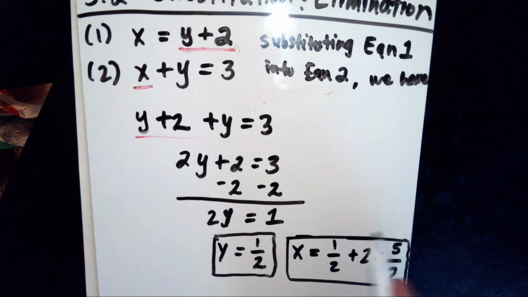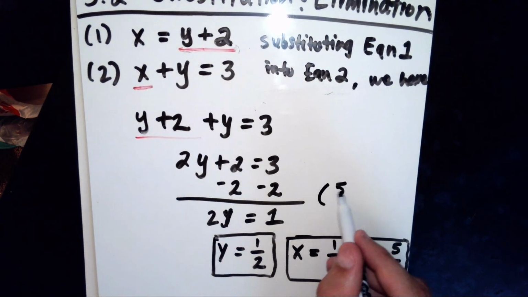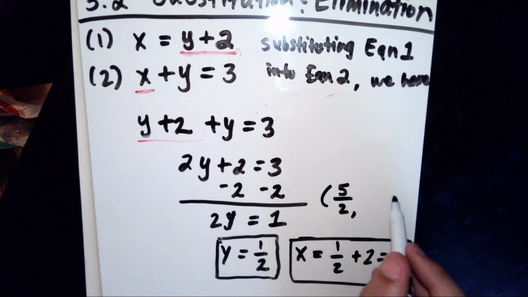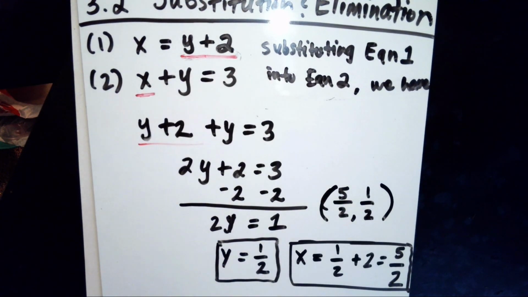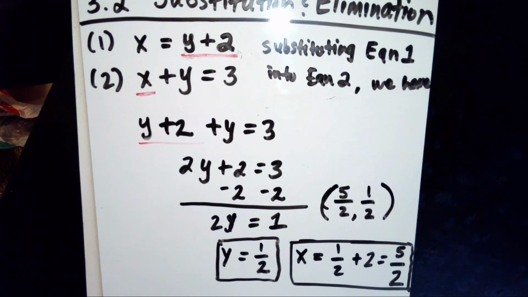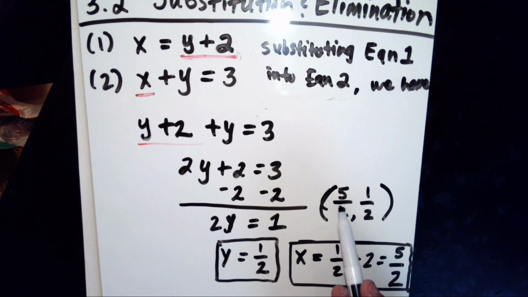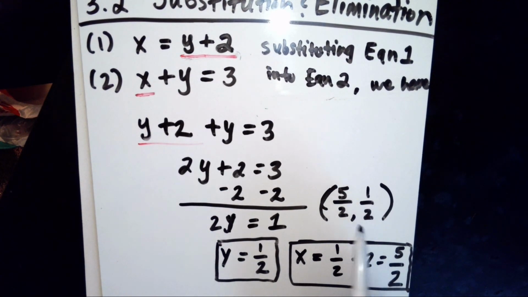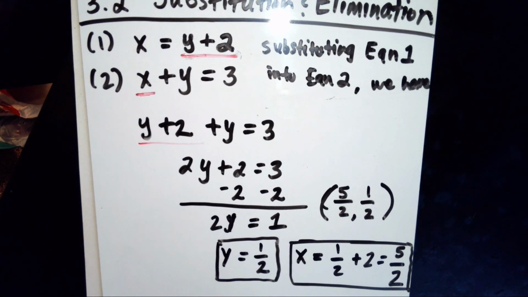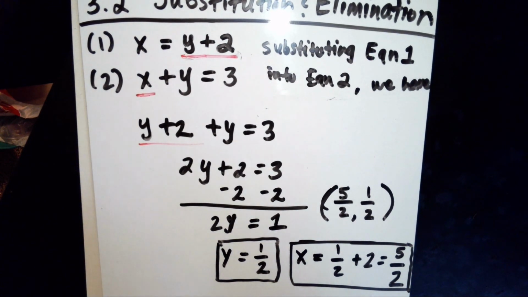Awesome. So we've got our solution, and I'll write it in the form you usually find it, 5/2, 1/2. That is the solution to this system, because 5/2 is 2 more than 1/2. And if you add these two together, you do get 3. So we just checked that the solution is indeed a solution to this system. So that's solving another system using substitution.